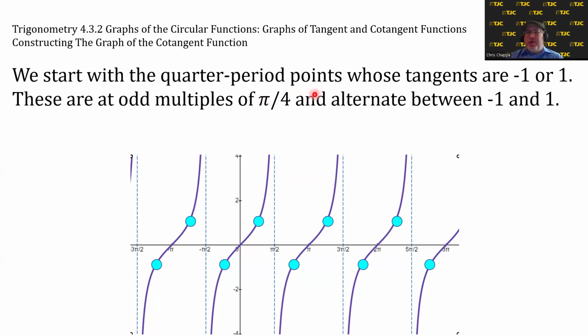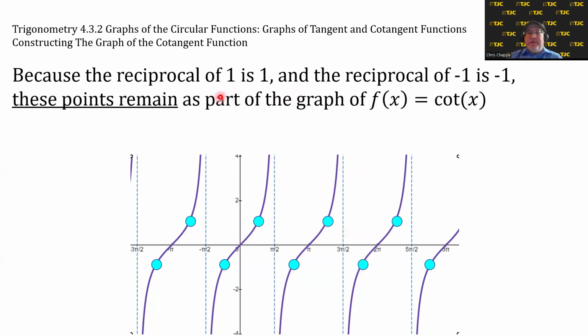We start with the quarter period points whose tangent are -1 or 1. These are at odd multiples of pi over 4 and alternate between -1 and 1. By odd multiples of pi over 4, I mean 1 pi over 4, 3 pi over 4, 5 pi over 4, 7 pi over 4, etc. Because the reciprocal of 1 is 1 and the reciprocal of -1 is -1, these points remain as part of the graph of f of x equals cotangent of x.